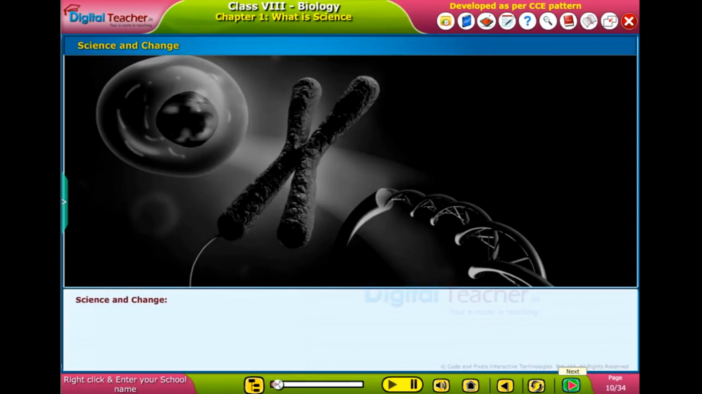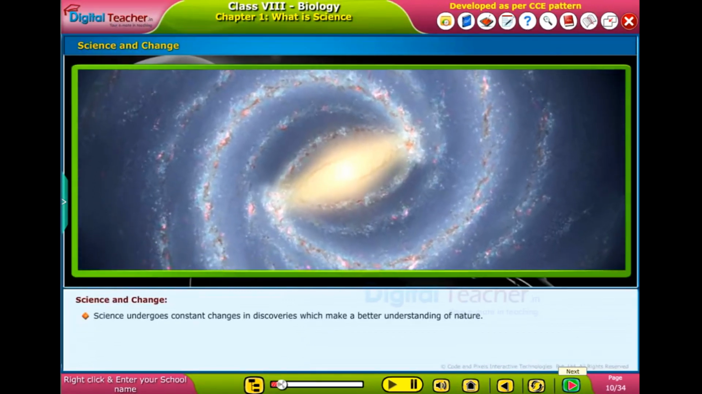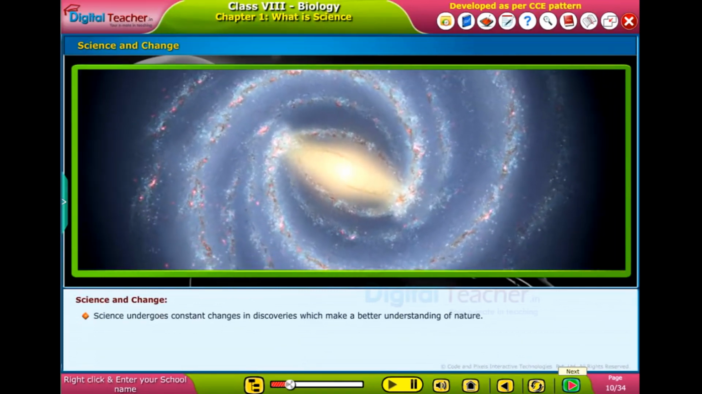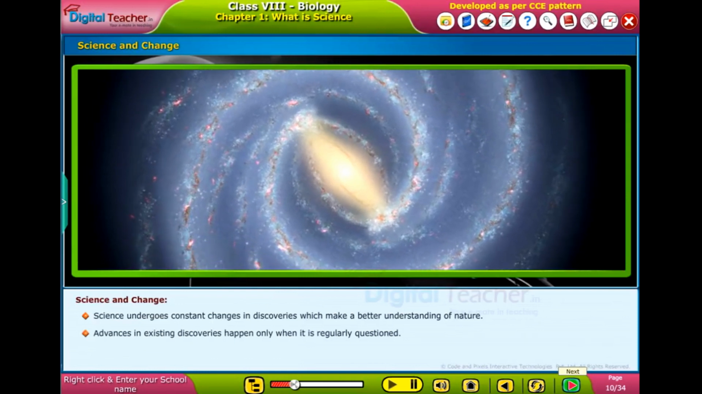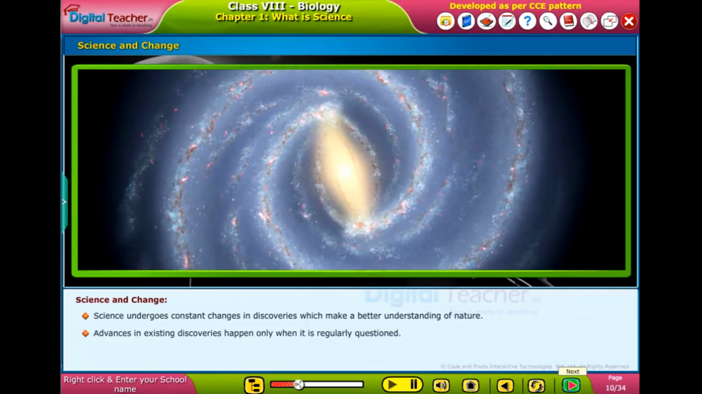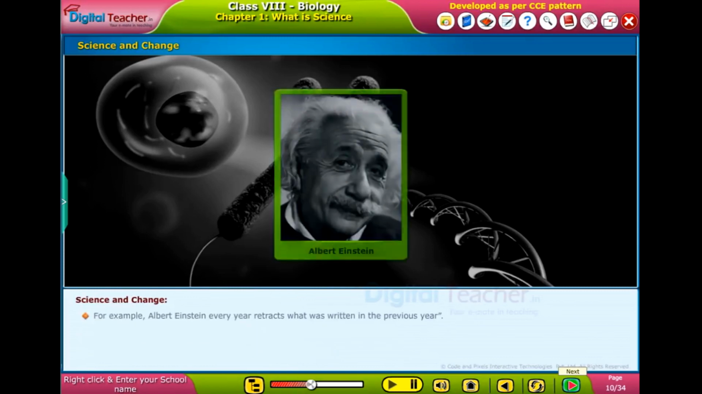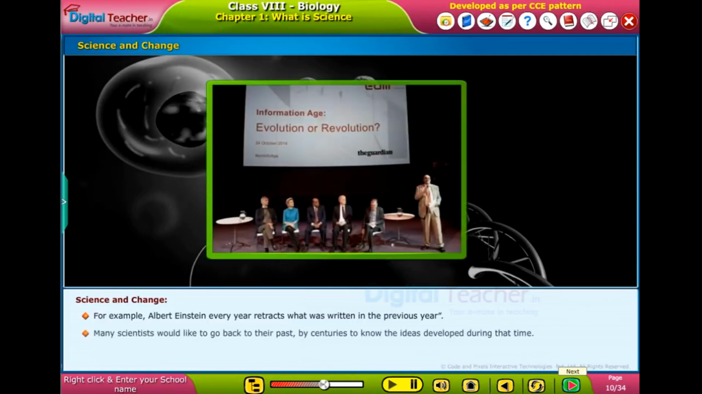Science and change. Science undergoes constant changes in discoveries which make a better understanding of nature. Advances in existing discoveries happen only when it is regularly questioned. Karl Popper says, science is a history of corrected mistakes. For example, Albert Einstein every year retracts what was written in the previous year. Many scientists would like to go back to their past by centuries to know the ideas developed during that time.